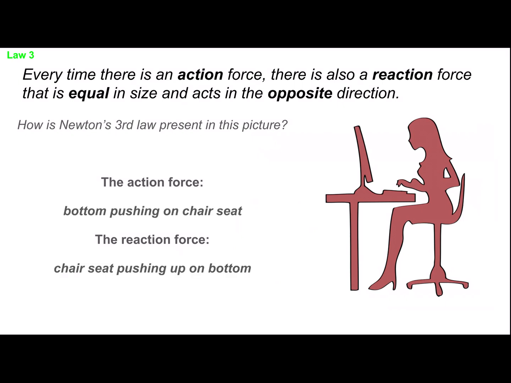All right, so for this example, the person's bottom pushing down on the chair, that is the action force. She sat down there. And the reaction is the force of the chair pushing back up on her because she's not crashing to the ground. There is a force holding her up and they're just balancing each other out.